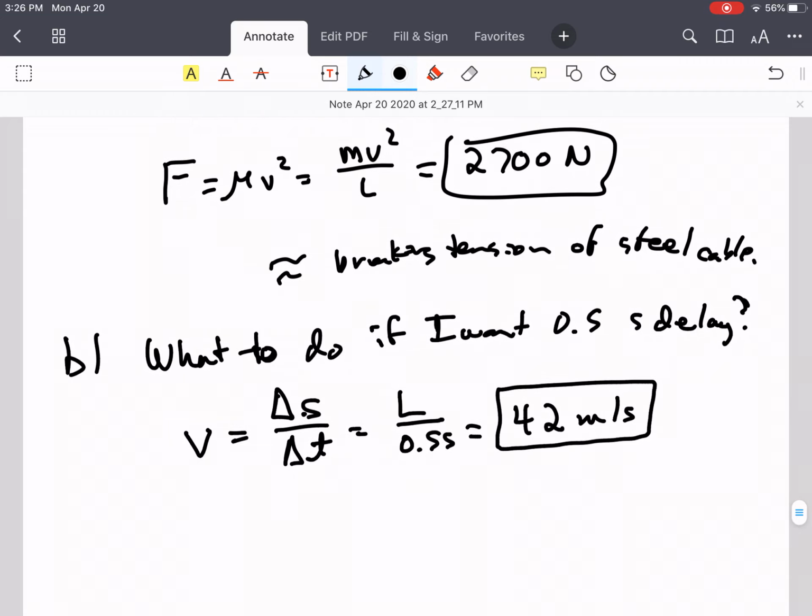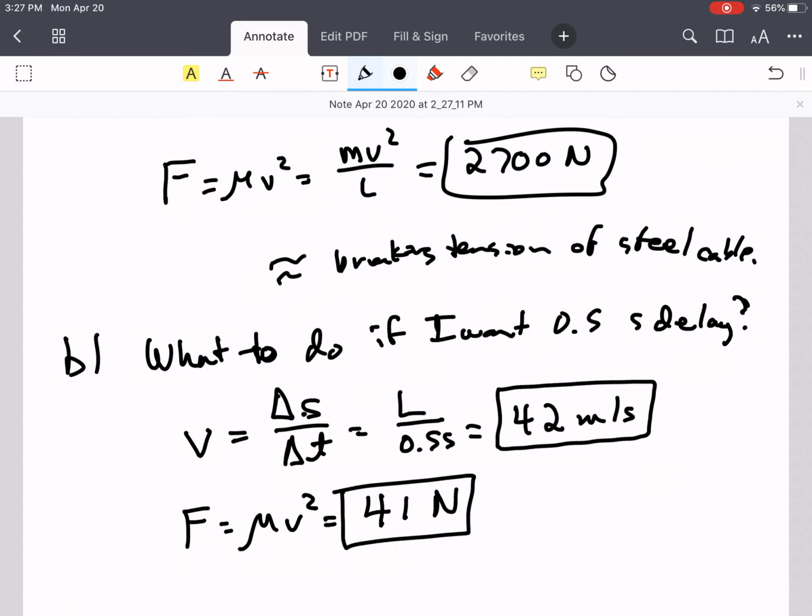And again, we want to solve for the tension in the string. So I just go ahead and plug that in. My force is equal to mu v squared, now with v is 42 meters per second. That gives a much more reasonable number, about 41 newtons. So for comparison, if you actually weigh out the string, that's about 4.8 newtons. So already the weight of the string is giving about a tenth of this velocity. And if they pull on it a little bit harder, certainly they can avoid a half-second delay.